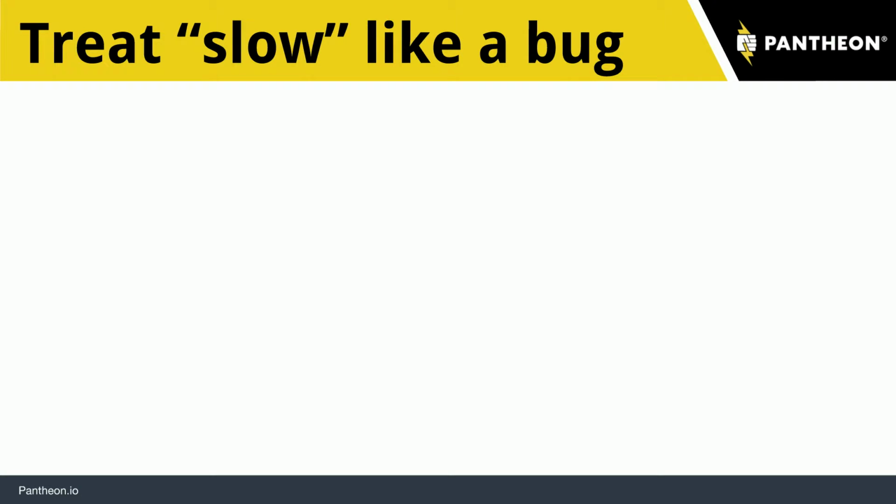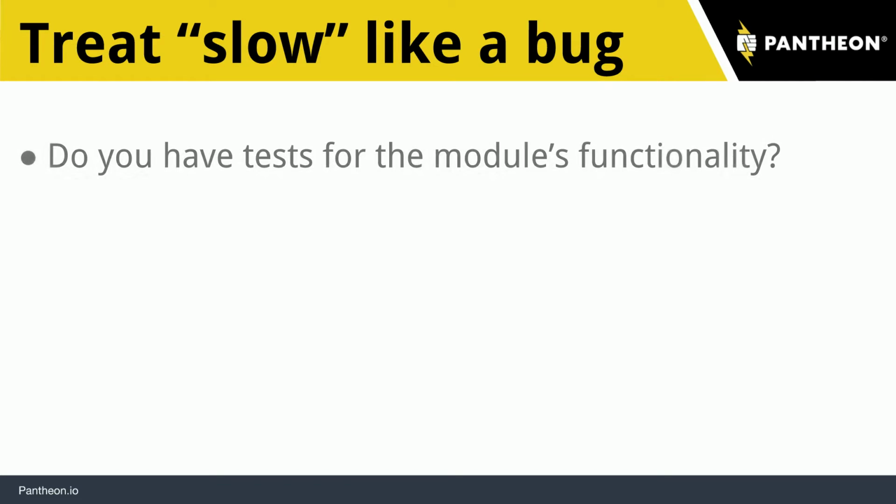So can you treat slow like a bug? If you find this site has 300 modules, some of these modules are duplicate, some modules we're not even sure if they're actually doing anything. Can you treat that slow like a bug? Do you have tests for what you expect each module to do?